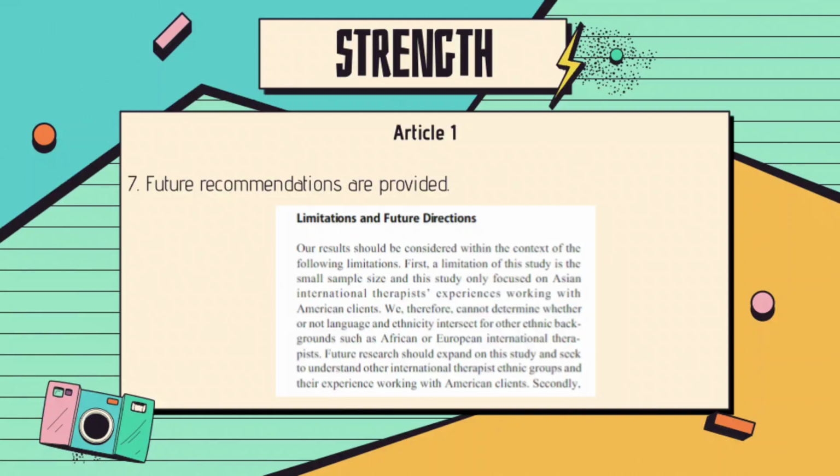The seventh strength found in Article 1 is that future recommendations are provided. So the article recommends future studies to expand on the study and seek to understand other international therapist ethnic groups other than Asian international therapists with American clients. The other recommendation is to consider more experience of international English-speaking therapists so that a better conclusion can be drawn for a similar study.